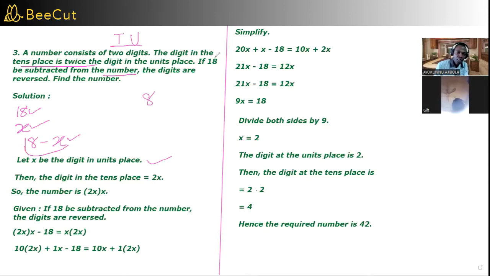Let us check what the situation says. It says if we subtract 18 from 42, we're going to get 24. So 42 minus 18 should give us 24. That means we're on point. But if you solve and you check back and it doesn't give you that, definitely you can believe that it is wrong, and you have to solve again. That's it. 42 subtract 18 gives 24, which is a reversal of the number that we have.